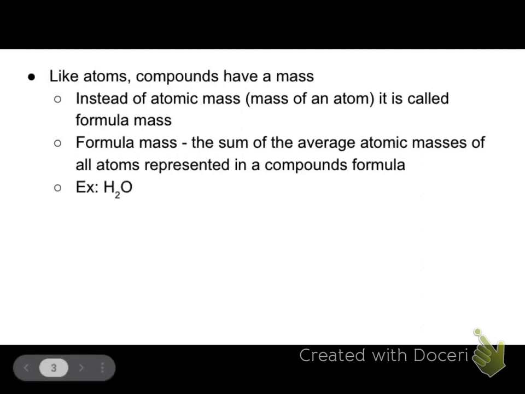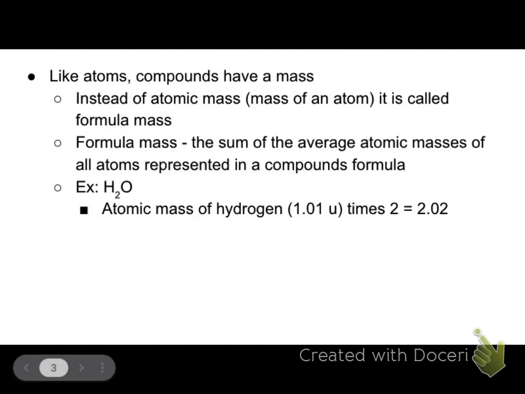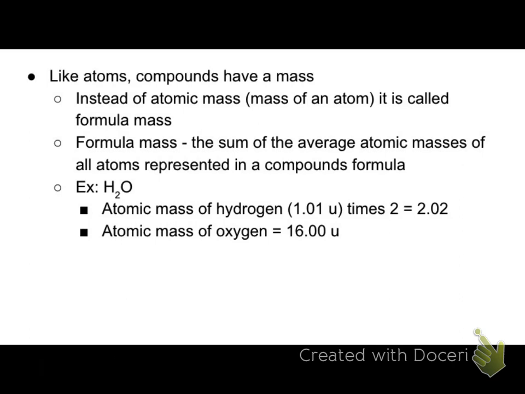For example, if you want to take those atomic masses from the previous slide and use them to calculate formula mass for water, we can do atomic mass of hydrogen at 1.01 U times 2 because there are 2 atoms of hydrogen. And remember, formula mass is the sum of the average atomic masses of all the atoms, not just the elements, but all the atoms represented in the compound. And then atomic mass of oxygen is 16 U. We don't need to multiply it by anything because there is only 1 atom of oxygen. So the formula mass for water, or H2O, would be 18.02 U.